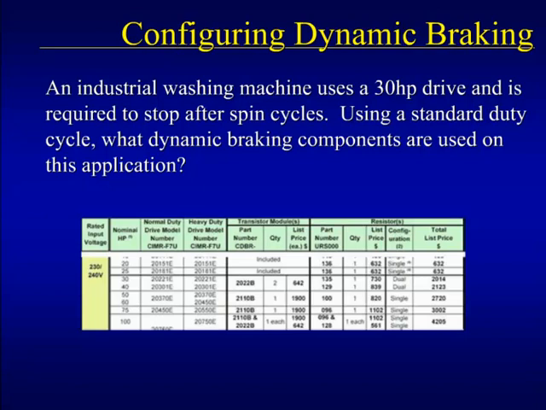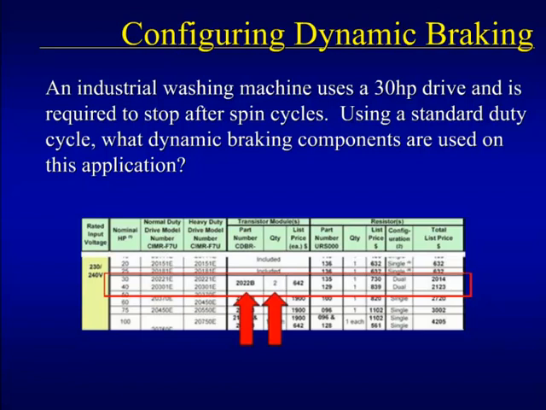First, find the line that matches the size of the drive. Then, look across and see if any transistors are required for dynamic braking. This particular drive does require transistors. Listed in the transistor section are the part number, quantity required, and price of the option. For this application, 2 transistors are required, and the part number is CDBR 2022B.